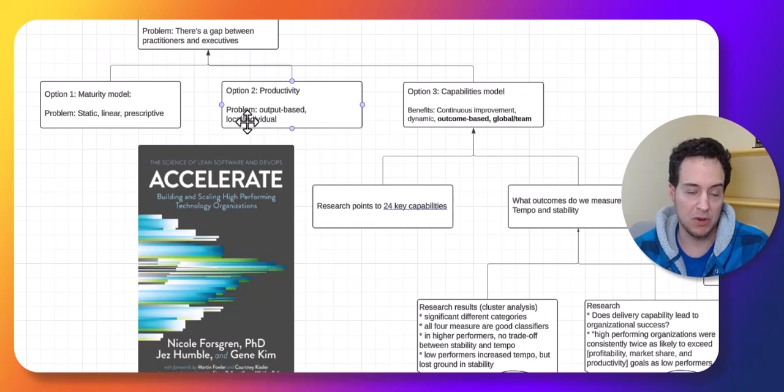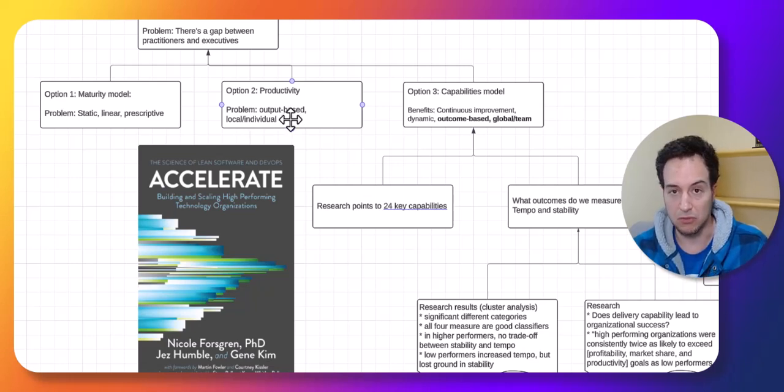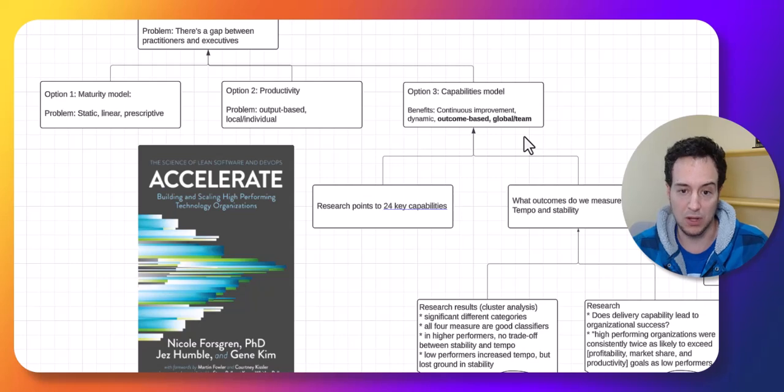Secondly, the problem with productivity ways of measuring is that they are local or individual. An individual team or an individual could game the system in a way that actually hurts the overall system of the organization, whereas capability models, and the metrics we're driving for here, are intended to be global or team-oriented. Think about the whole system. How's the whole system working?